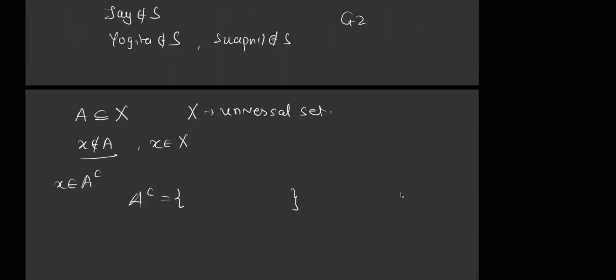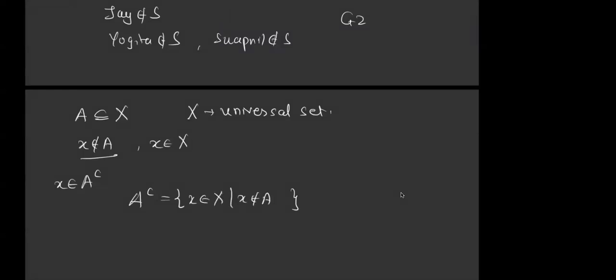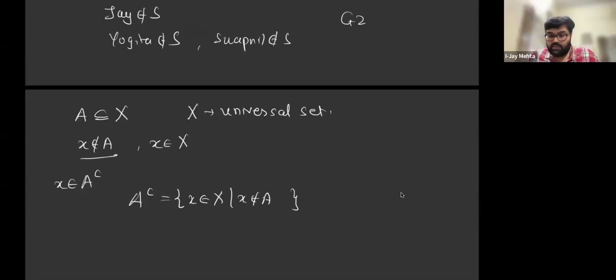So we can just say the elements are of the form X, where X is not part of A. Where X is not in A, but where X is from? I can say X is from capital X. Yeah. So this is the complement, right? X is in X, but which is not in A. So this is actually two conditions, or we can write like this: X such that X is in X and X is not in A.